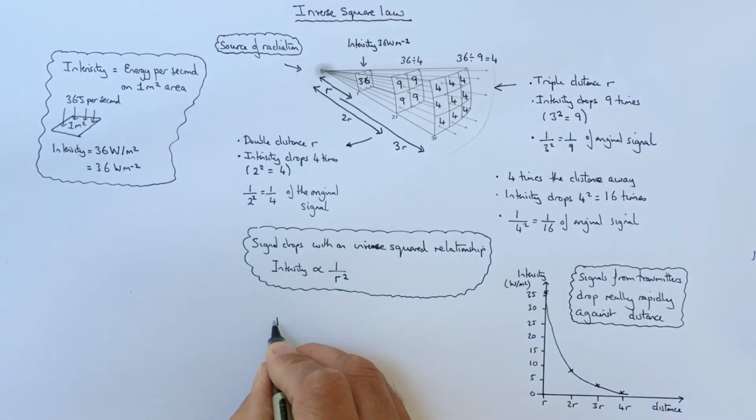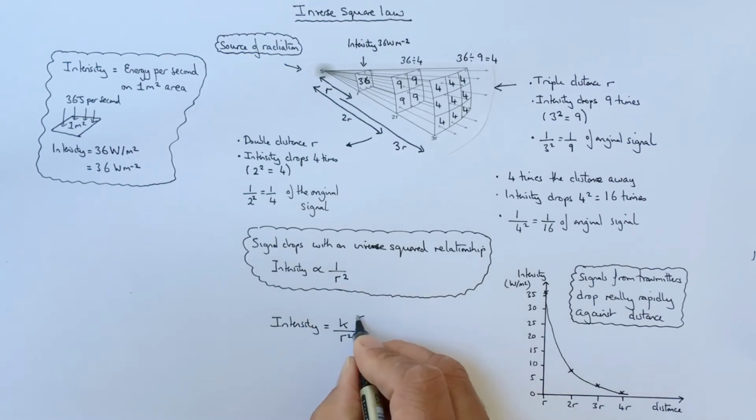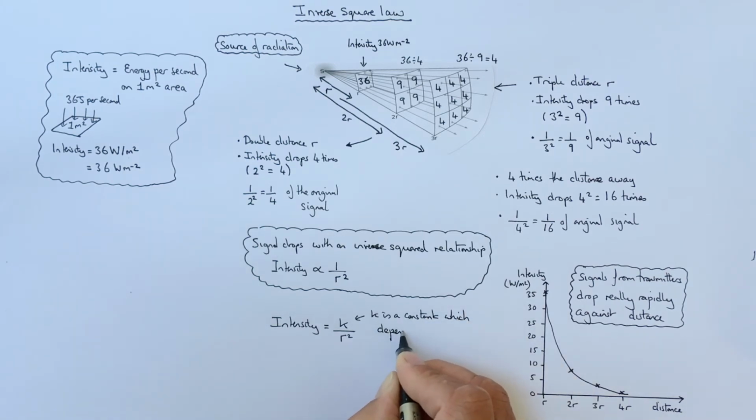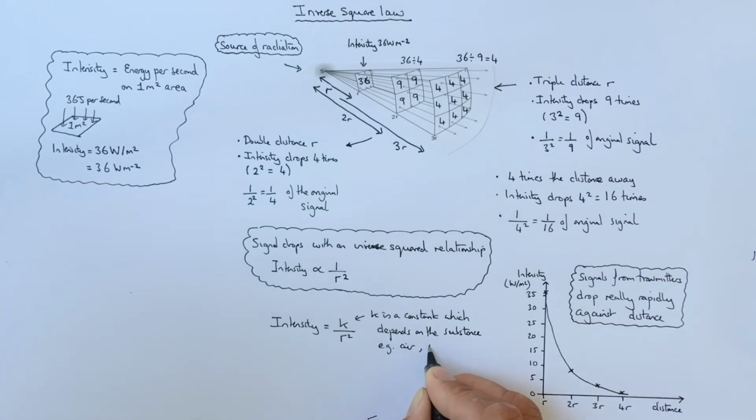The equation you get in your exam is intensity is equal to K divided by r squared, where K is a constant which depends on the substance that the radiation is being transmitted in, e.g. air or water, and also the power of the transmitter.